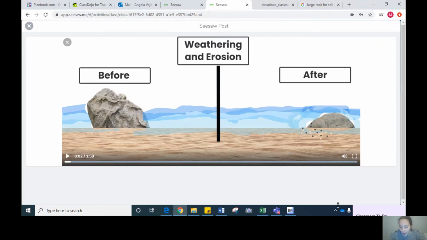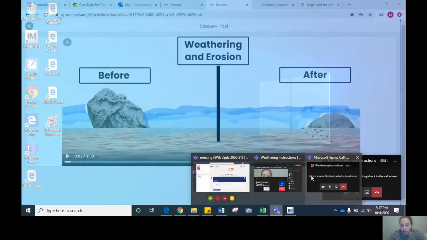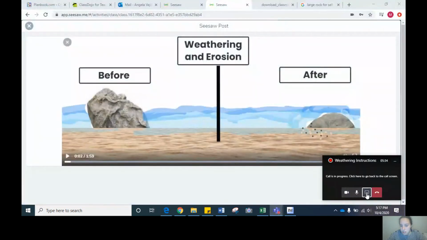So I am going to come back. I'm going to cancel sharing my screen. Let's see. Exit right there. All right. So your job today is to create a sample of weathering and erosion and what that would look like.